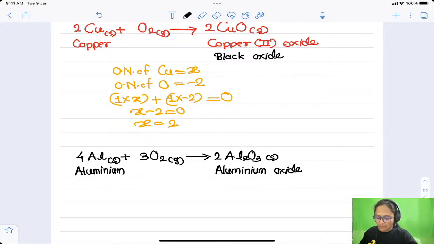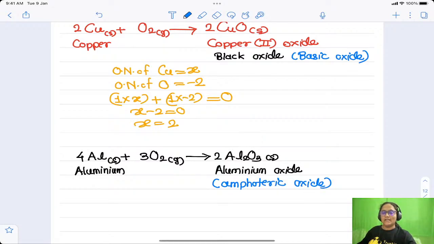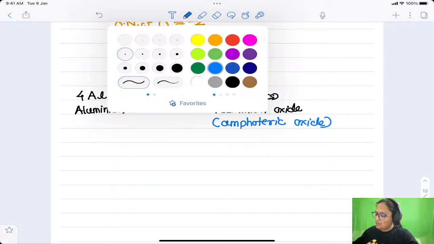Okay, so here this example which I have given here, this is a basic oxide. But this example, aluminum oxide, is the amphoteric oxide. Okay, it is amphoteric oxide. I'll explain why this is amphoteric oxide later on. Before that, let us first of all write down all the reactions.